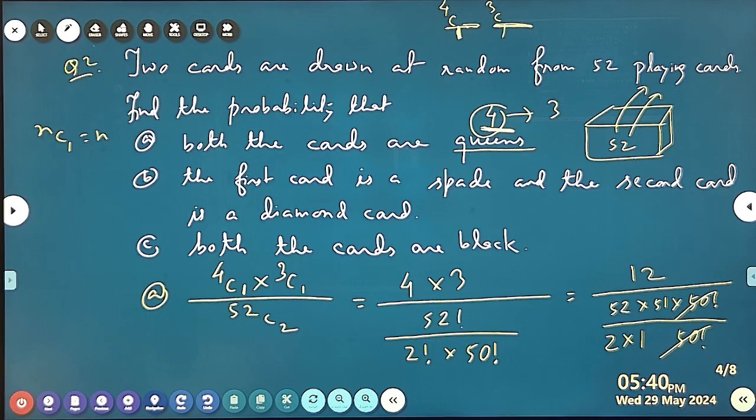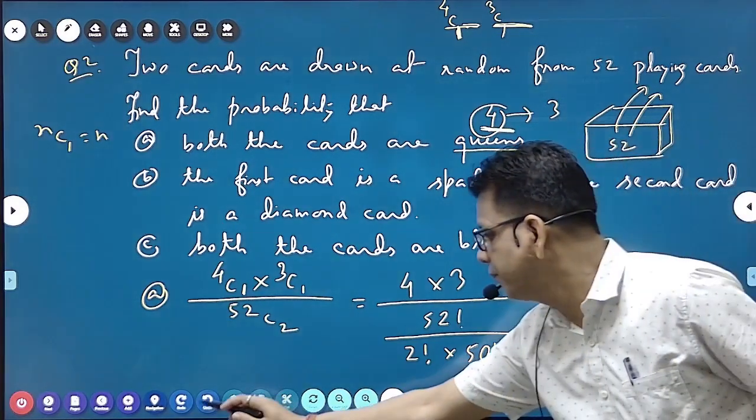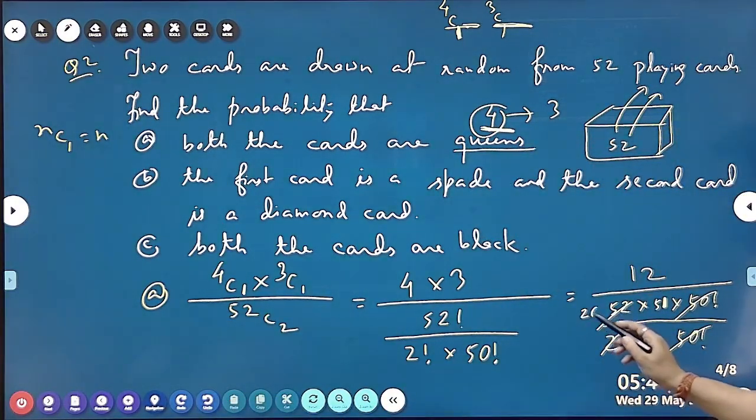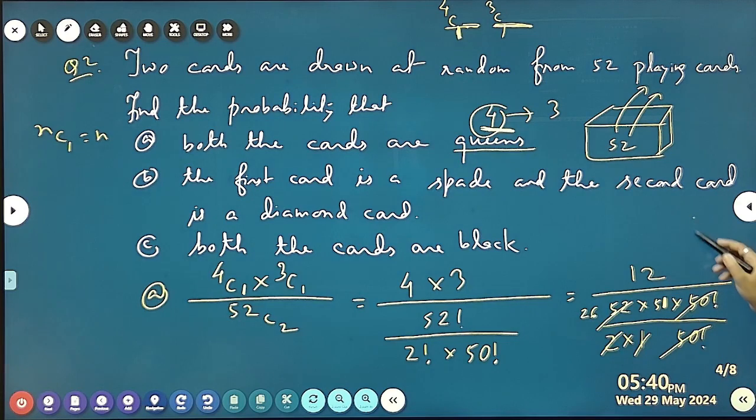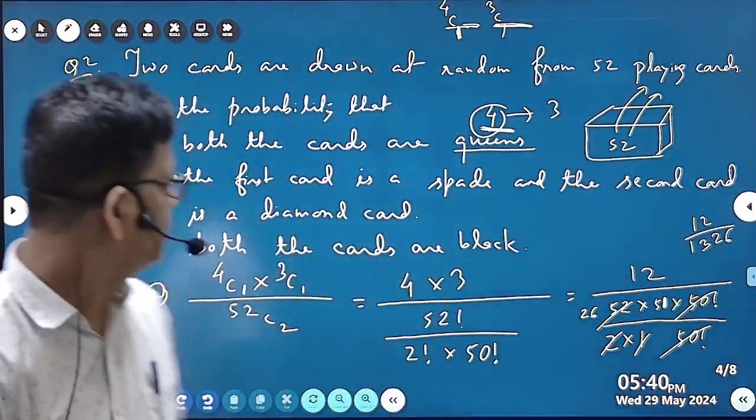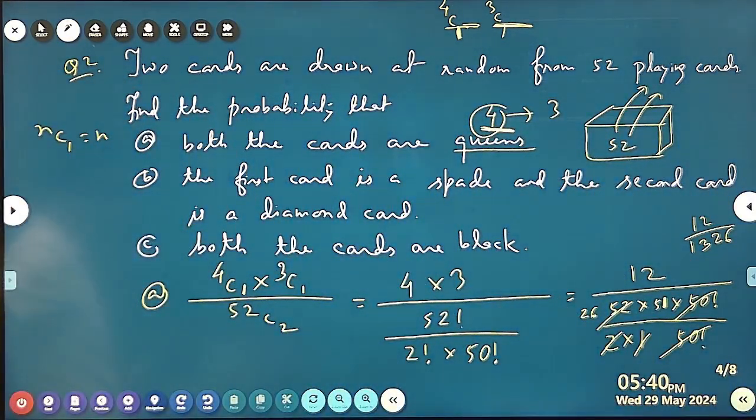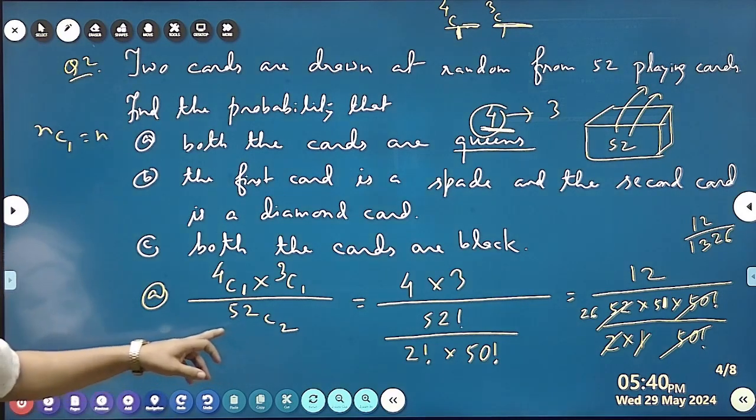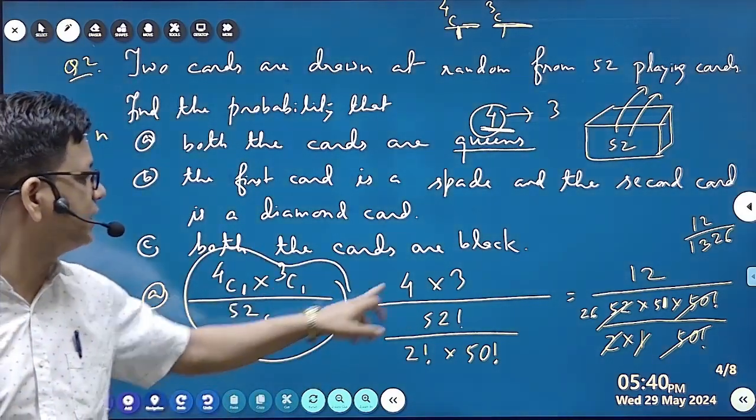Any doubt? Any doubt? Now this is 51. Now again this 1 is no use. By 2 you can cancel this. How much? Sorry, 26. Now what is left? 12 by 26 into 51, which is 2 by 221. This is the answer. This is the probability. Getting it? Now, try the second one. I hope this point should be clear. Remaining things are only calculation.